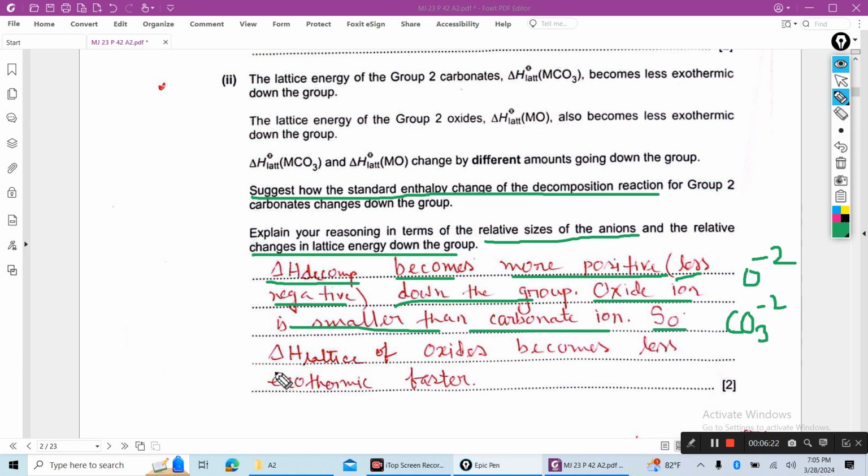So the lattice energy of the oxide becomes less exothermic faster, because the oxide ion is smaller. So the lattice energy of group 2 oxides becomes less exothermic faster. This is the difference.